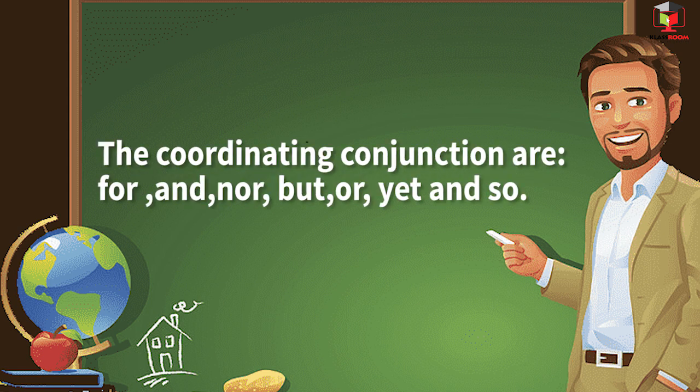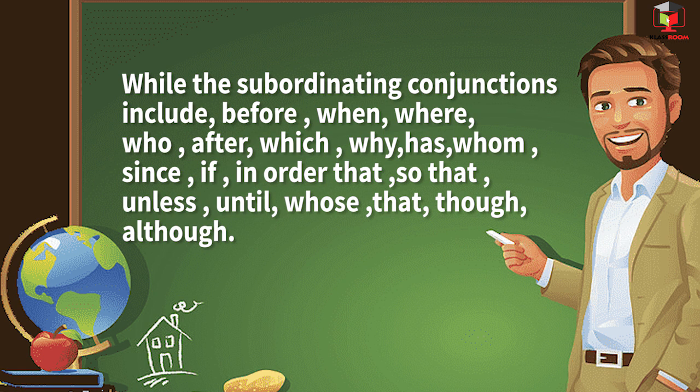The coordinating conjunctions are for, and, nor, but, or, yet, and so. While the subordinating conjunctions include before, when, where, who, after, which, while, as, whom, since, if, in order that, so that, unless, until, whose, that, though, although.